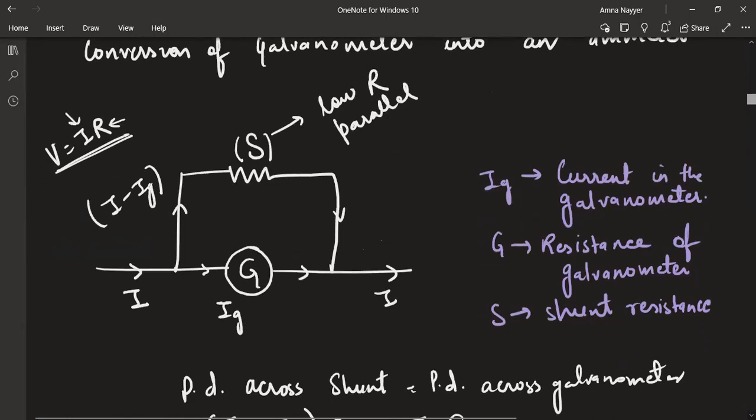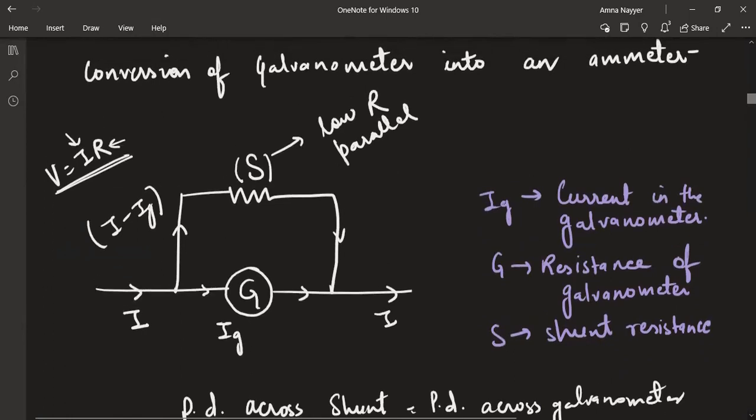Now for the conversion of a galvanometer into an ammeter, connect a low resistance resistor in parallel to the galvanometer. This we call the shunt. So two things you have to remember to convert a galvanometer into an ammeter. Firstly, it should be parallel. Secondly, it should have a low value of resistance. Parallel and low value of resistance. This you should remember.